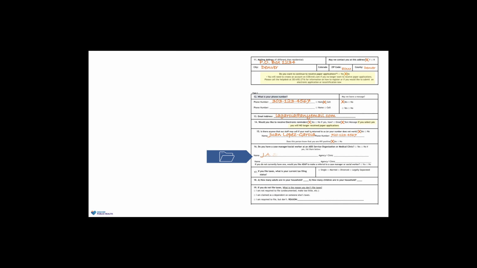Line 16, case managers are great people to have on your team. They're informed about the latest laws, regulations, and programs that may benefit you. You do not have to have a case manager. If you do have a case manager, please list that person here. Line 17, did you file taxes last year? If you did, did you file as a single individual, or as a married, divorced, or legally separated individual? This is important as a proof of income.